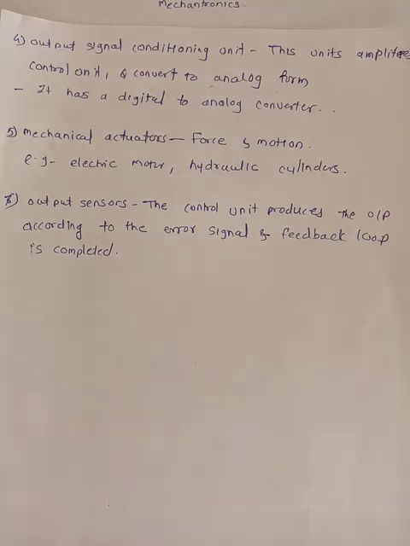It has a digital to analog converter. The mechanical actuator produces the force and motion, and this force and motion is sent to the output sensor and again passed to the input sensor, so the feedback will be completed. Okay, this is the general layout of the mechatronic system.